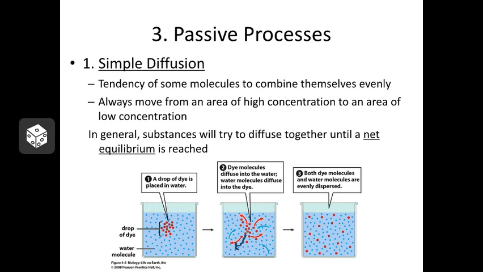And conversely, the water is going to want to diffuse into that drop because it's moving from high to low as well. We call that a net movement. Now, eventually, the dye molecules are going to get nice and spread out in that water, and they're going to reach what we call a net equilibrium, or sometimes just equilibrium. At that point, there is no more net movement because they're spread out. They don't have to move in any particular direction because they don't have to. They don't feel like it. They're happy where they are.